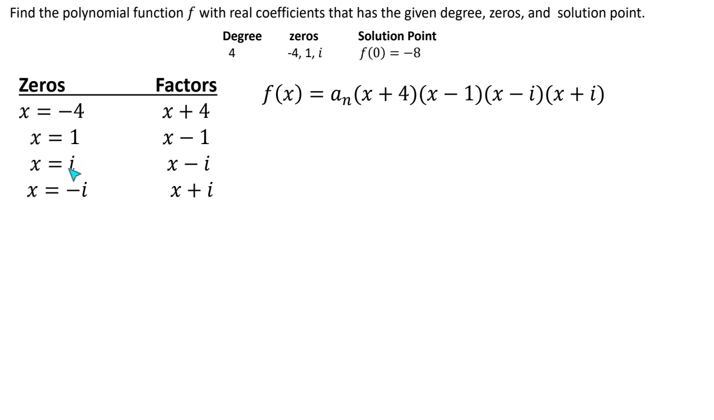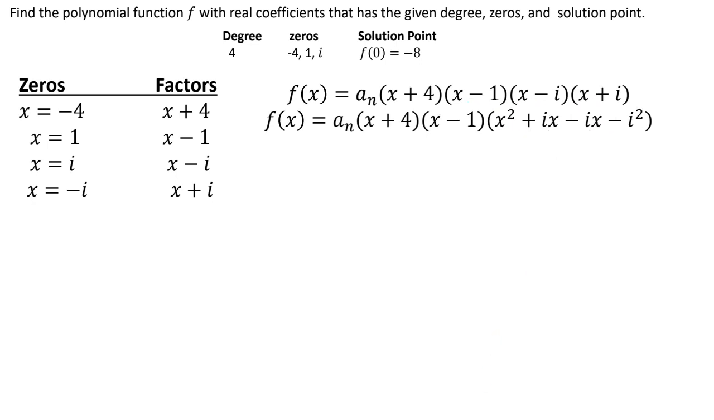So if I add 4 on both sides, my factors are x plus 4, x minus 1, x minus i, and x plus i. So I can set it up as a polynomial here. I use an a in the front because I don't know what my leading coefficient is. And then I have my factors. So I always like to multiply my complex numbers first. So I'm going to have x times x is x squared, x times i is ix, negative i times x is negative ix, negative i times i is negative i squared.